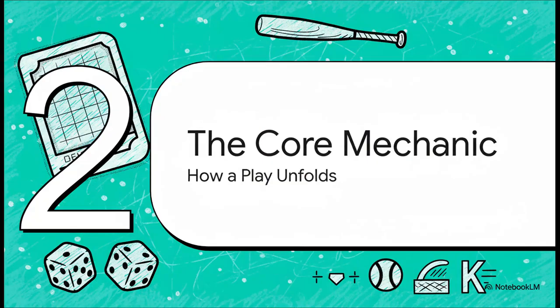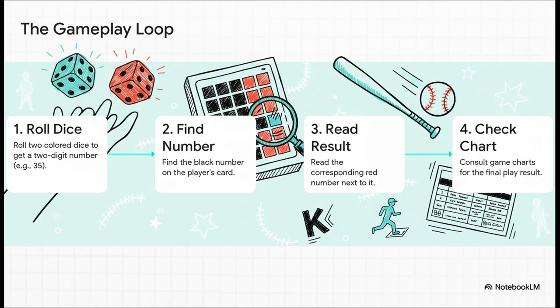So here's the crucial part. Before we can read the numbers, we've got to understand how the game even gets to them in the first place. Let's just walk through the basic gameplay loop. It's really just this simple four-step dance, and it happens on every single play. You roll the dice, you get a two-digit number, say 35, you find that black number on the card. Then you look at the little red number right next to it, that's your result. You take that number over to the game charts, and boom, it tells you exactly what happened. A single, a flyout, it all follows that same path.